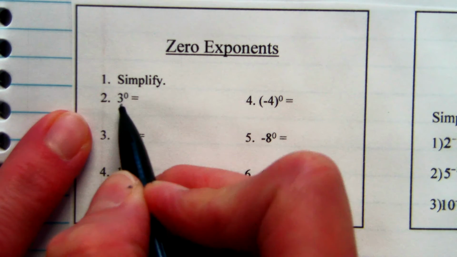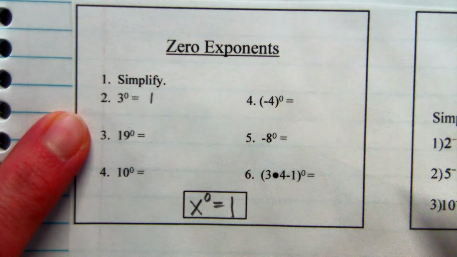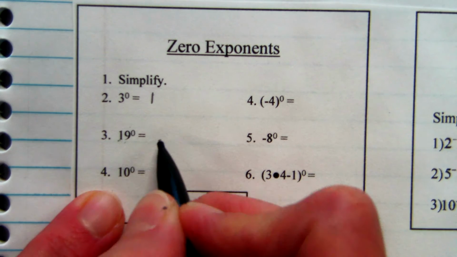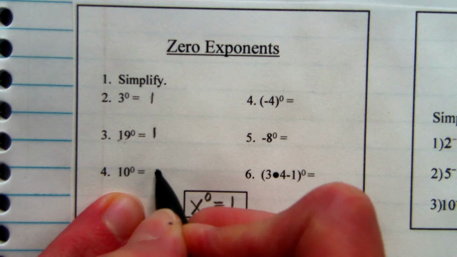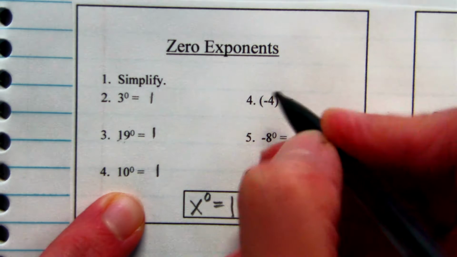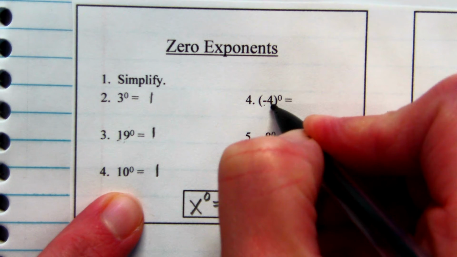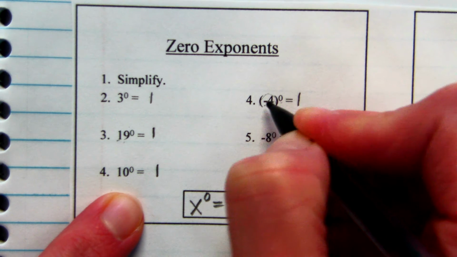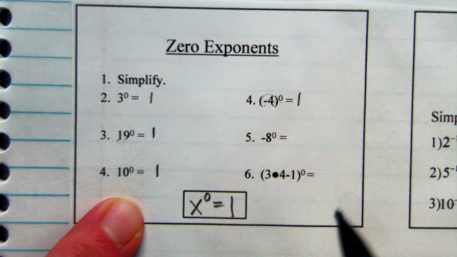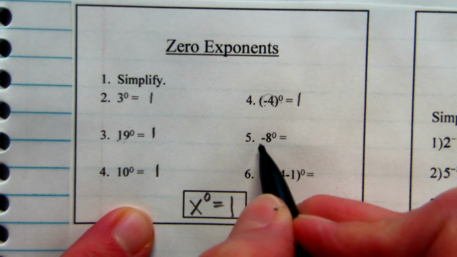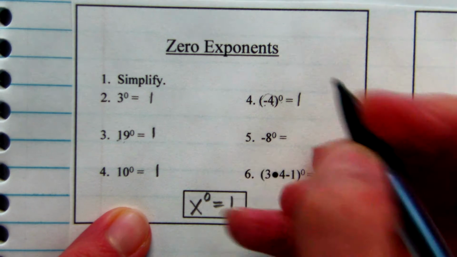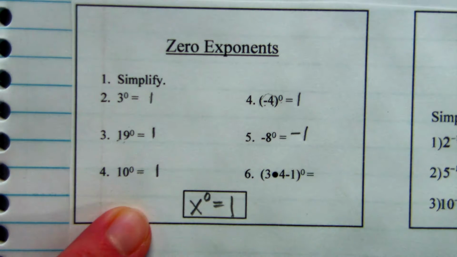So number 2, where it says 3 to the 0, it's 1. Where it says 19 to the 0, it's 1. 10 to the 0, it's 1. Now, negative 4 is in parentheses to the 0. That means all of this gets changed to a 1. But those parentheses are important, because if I take the parentheses off, the 8 is raised to the 0 power, but the negative is not. So you get negative 1.